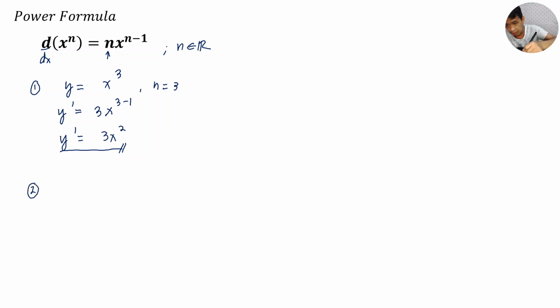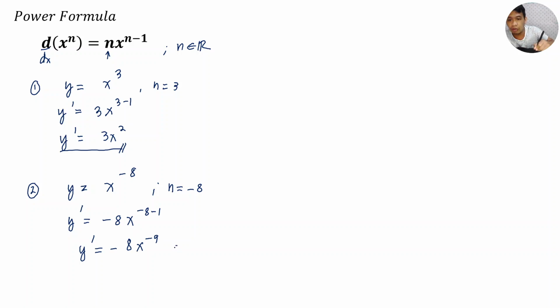So number 2, if I have y is equal to x raised to negative 8, so in here your n is equal to negative 8. So substituting to our formula, y prime is equal to your n, which is negative 8, then x raised to negative 8 minus 1. Subtract 1 from negative 8, that gives us negative 9. So y prime here is negative 8x raised to negative 9. Or if you wish to remove the negative exponent, this is equal to negative 8 over x raised to positive 9. So we know in laws of exponents, the exponent negative, pag nilagay natin sa denominator, becomes positive.